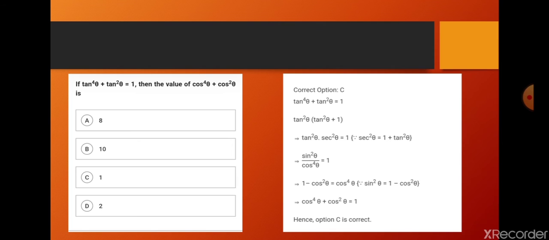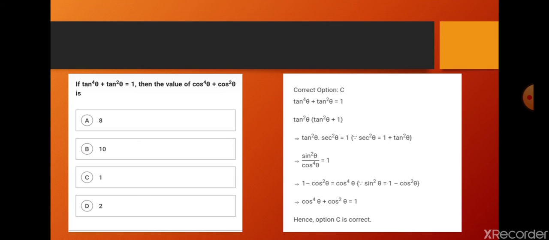We have the given equation tan to the power 4 theta plus tan square theta equals 1. Take out tan square theta common. Then we'll be left with tan square theta plus 1. We know the basic identity, that is sec square theta minus tan square theta equals 1. That means tan square theta plus 1 equals sec square theta. So tan square theta into sec square theta equals 1.